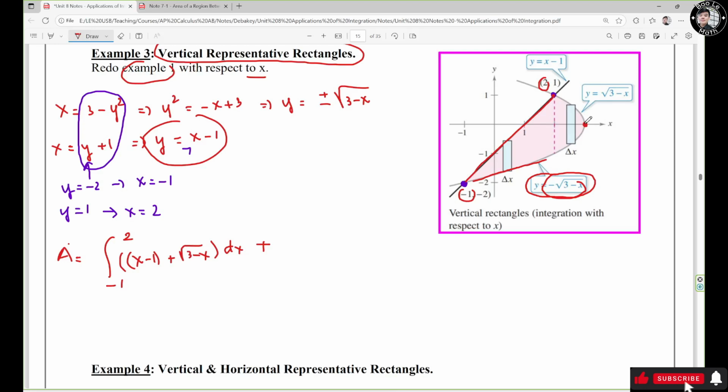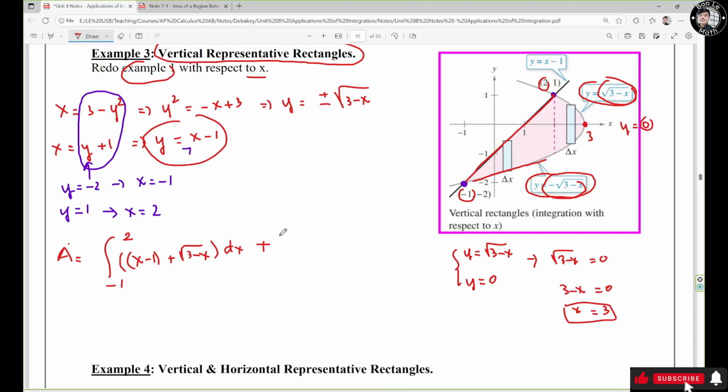How do we know this one is 3? We need to find the intersection between this guy and the x-axis. The x-axis, which means y equals 0, right? So basically, you just equate this guy and this guy, right? The system of equations y equals square root of 3 minus s and y equals 0. Then I just equate this guy and this guy. So I have square root of 3 minus s equals 0. Square both sides. 3 minus s equals 0. s equals 3, right? That's why I have 3 right here. So it's going to be the integral from 2 to 3, right?